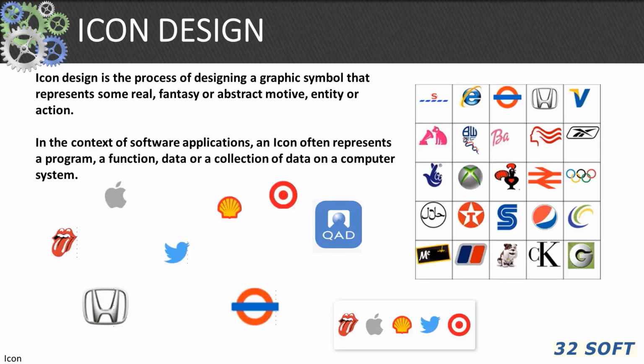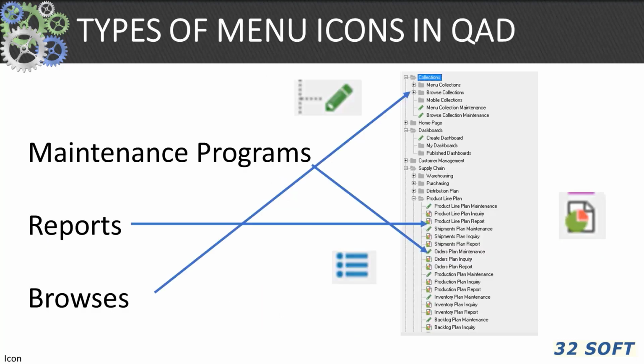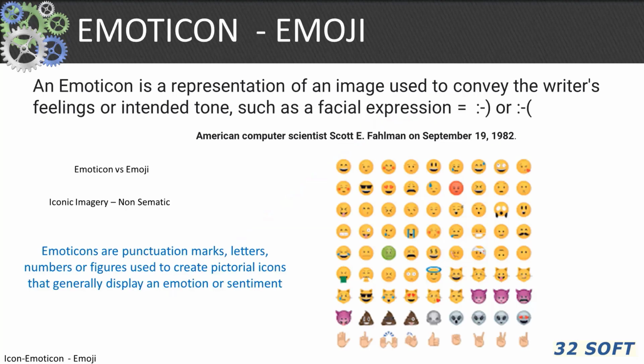Icon design is the process of designing a graphical symbol that represents some real, fantasy, or abstract concept. Other icons represent how programs may function with data or sets or collections of data on a computer system. Lots of money is spent on icon design. Reputations can be won and lost. Here are some examples of icons used in QAD for maintenance, reports, and browses.